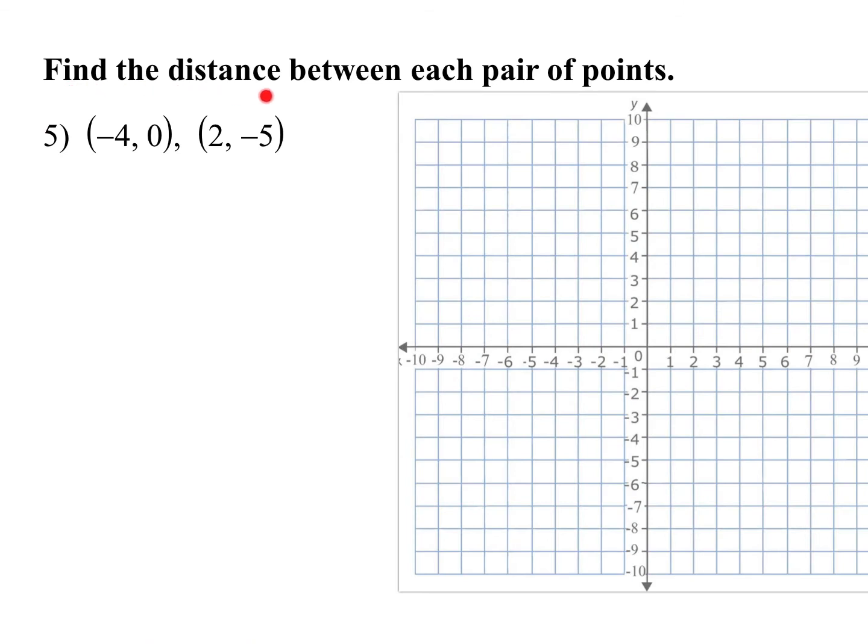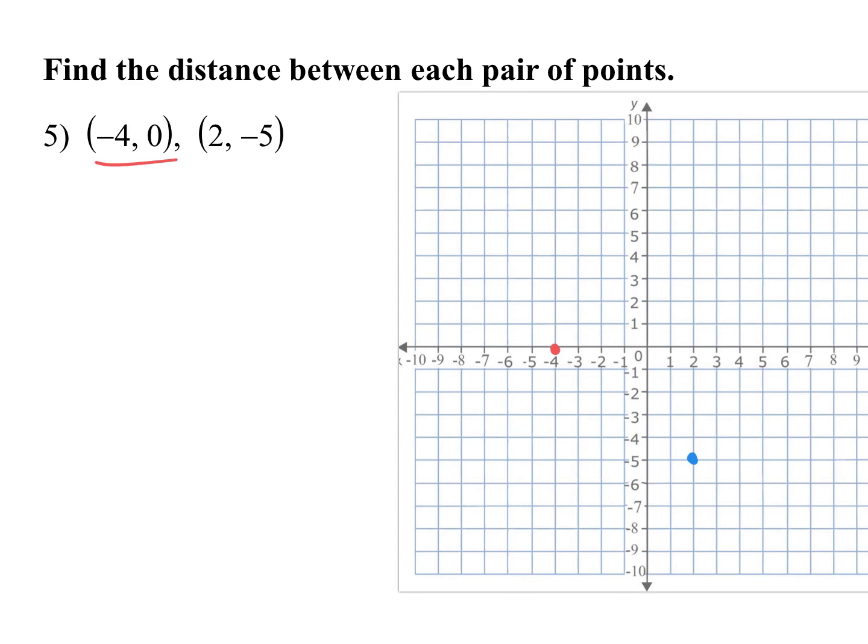Question number 5, find the distance between each pair of points. And so here are the coordinates. We can approach this problem in a few ways. We can apply the distance formula, or we can apply the Pythagorean theorem, and that's what I'm going to do right now. So here is what I know. I'm going to first plot negative 4 comma 0, which we know is about right there. And 2 comma negative 5 is going to be right here.